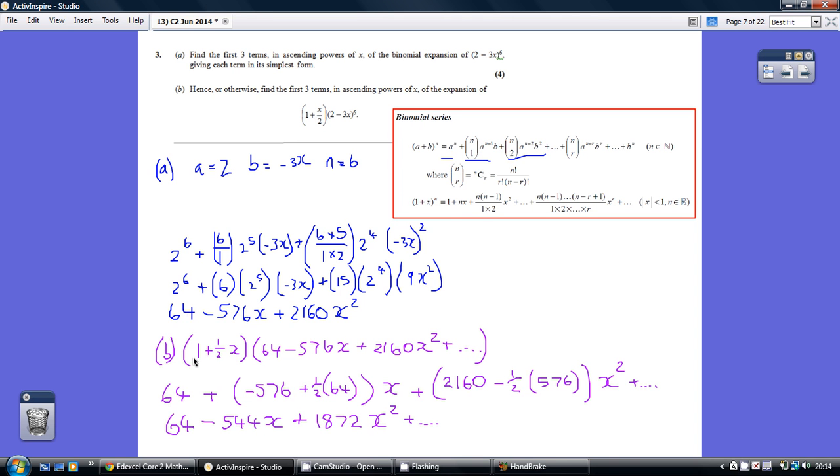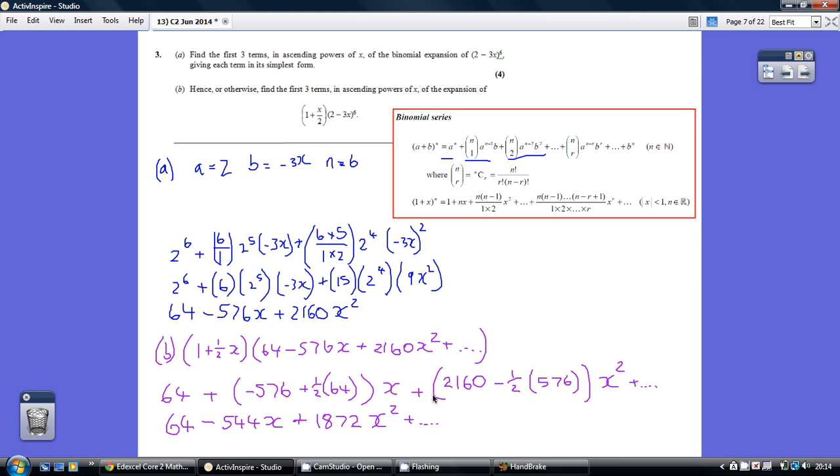How can we get x's? Well, it can be the 1 times the minus 576, that generates some x's, hence that, and the other way of getting x's is the half x times the 64, which is this. So these are the 2 coefficients of x's, so pop that into your calculator, minus 544.